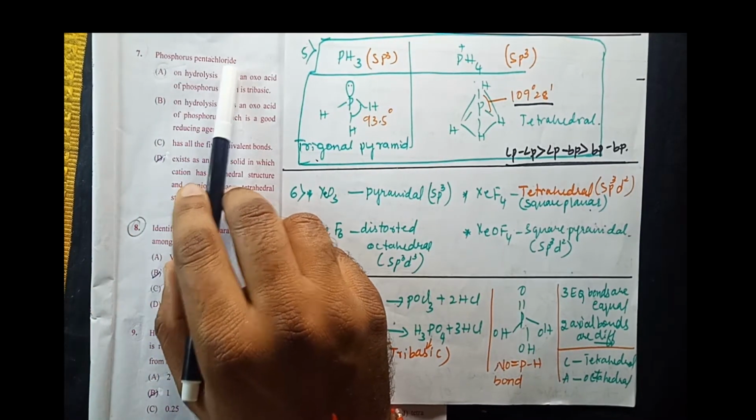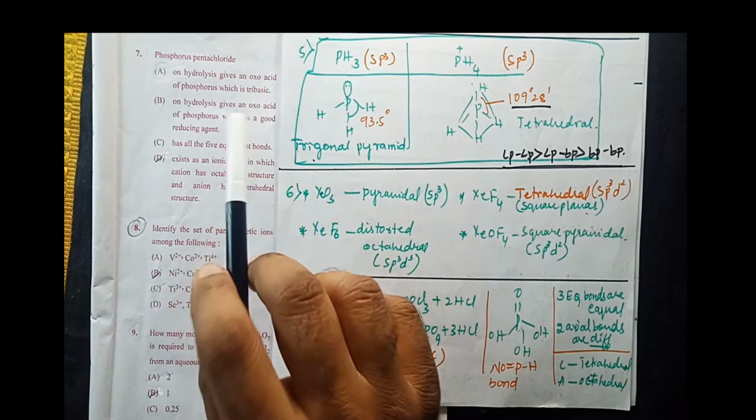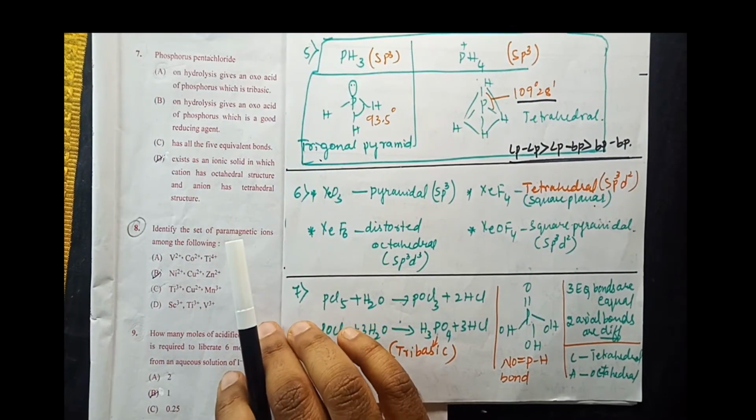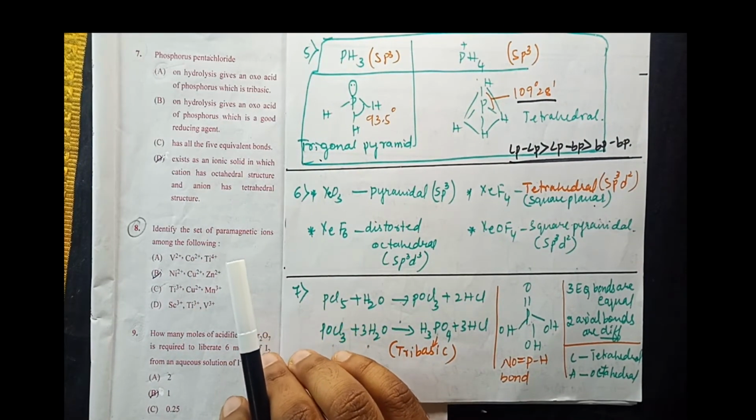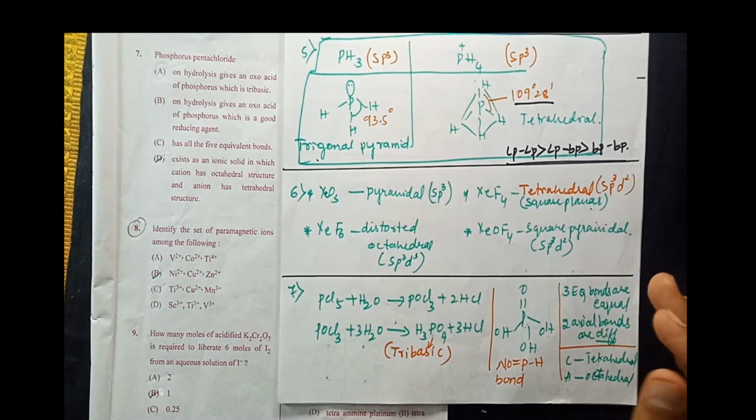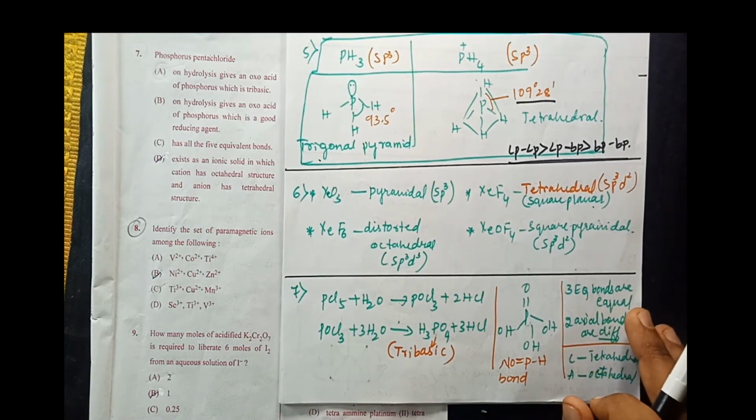Phosphorus pentachloride on hydrolysis gives an oxo acid of phosphorus which is tribasic. Second option: on hydrolysis gives an oxo acid of phosphorus which is a good reducing agent. Third one: all have 5 equivalent bonds. Last one: exist as ionic solid in which cation has octahedral structure and anion has tetrahedral structure.